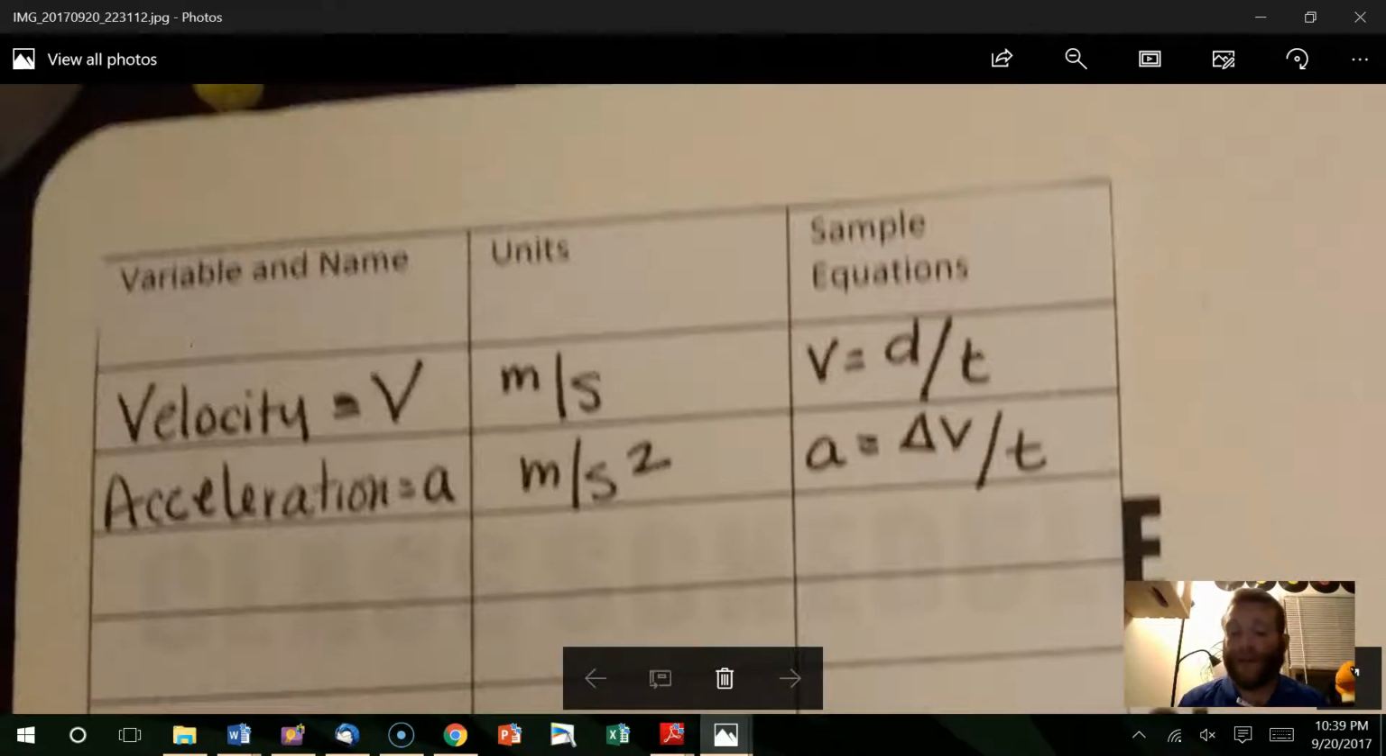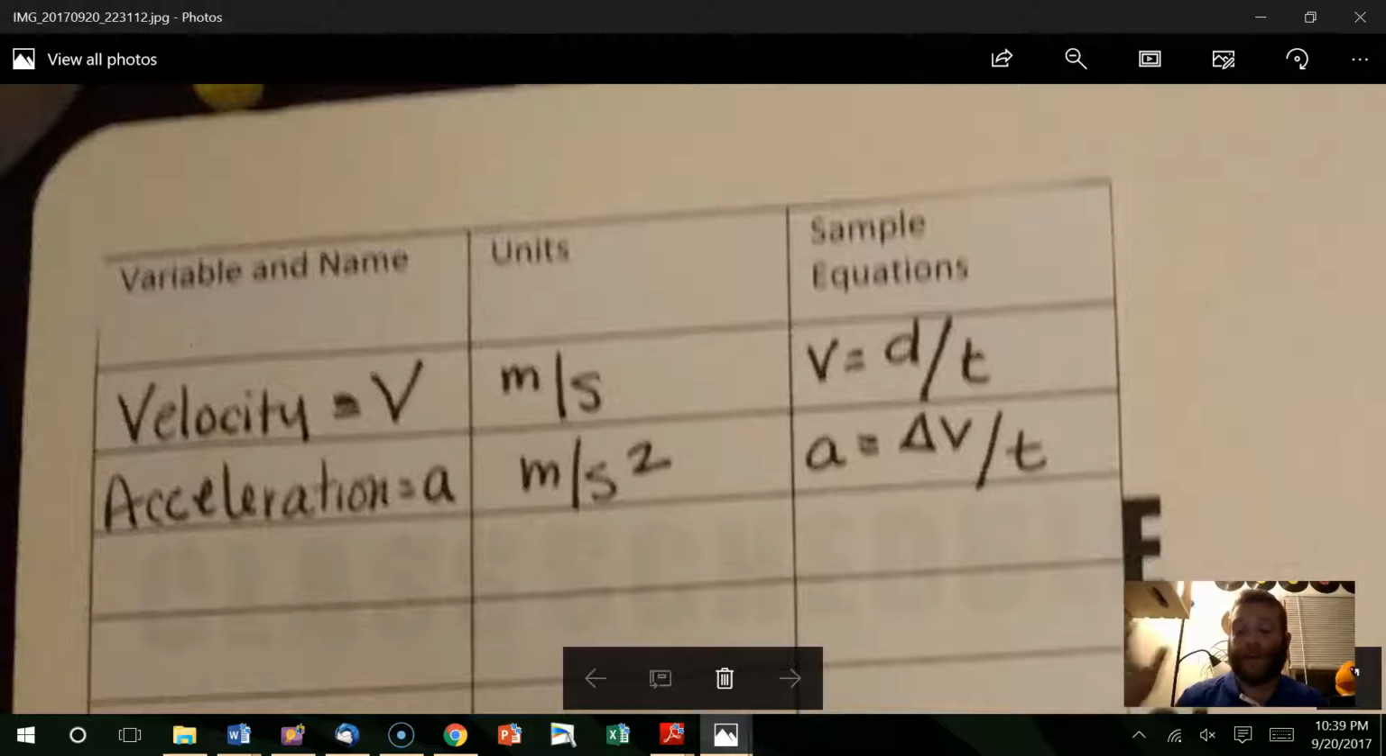So if I have an acceleration, I should have a distance divided by a time squared. Okay, so meters per second squared. And then I know my equation to calculate acceleration, one of those is delta v over t, right? So change in velocity divided by time. Another one I could have put there is F equals ma, that the force of an object is equal to the mass and its acceleration.